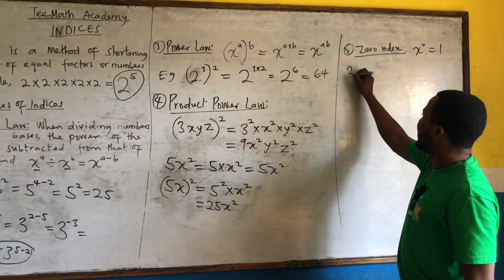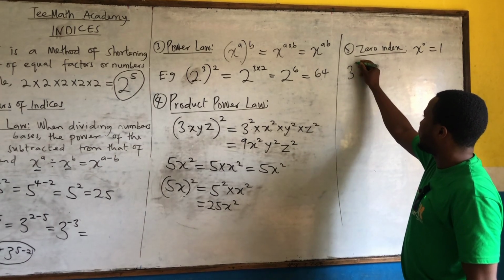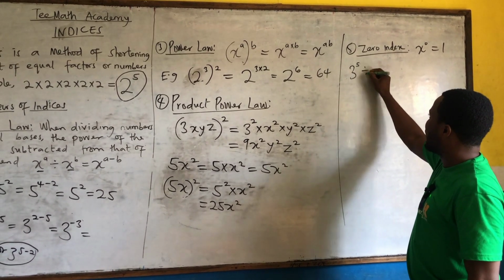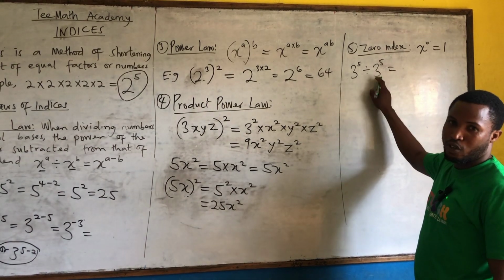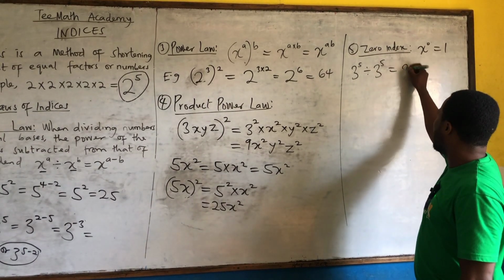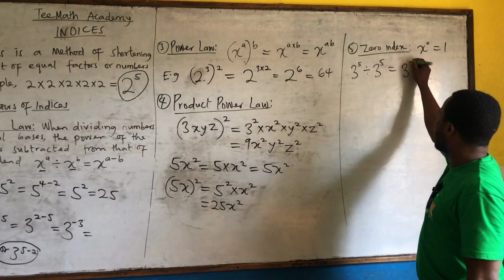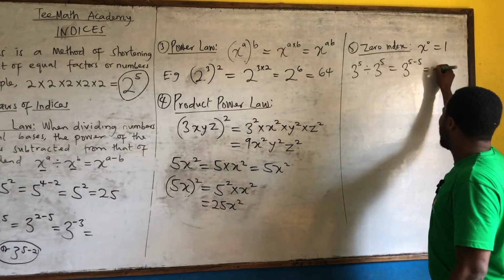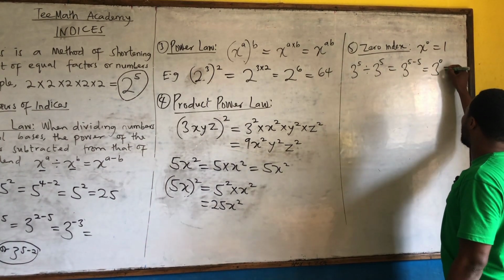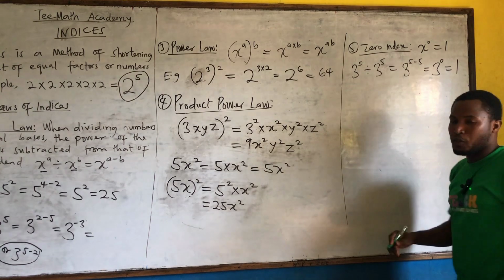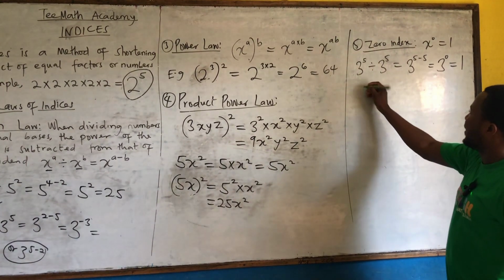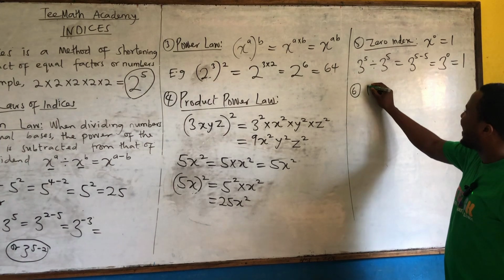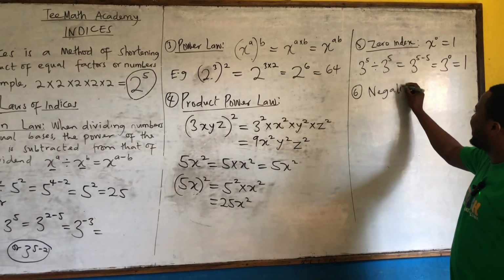So if I have 3 raised to power 5 divided by 3 raised to power 5, what do I do here? Going back to the division law of indices, the same base: I pick one of them, then you subtract this from this. So 5 minus 5 is 0, and the whole expression gives me 1. So you must understand this expression. Okay? Then the next law is negative index.